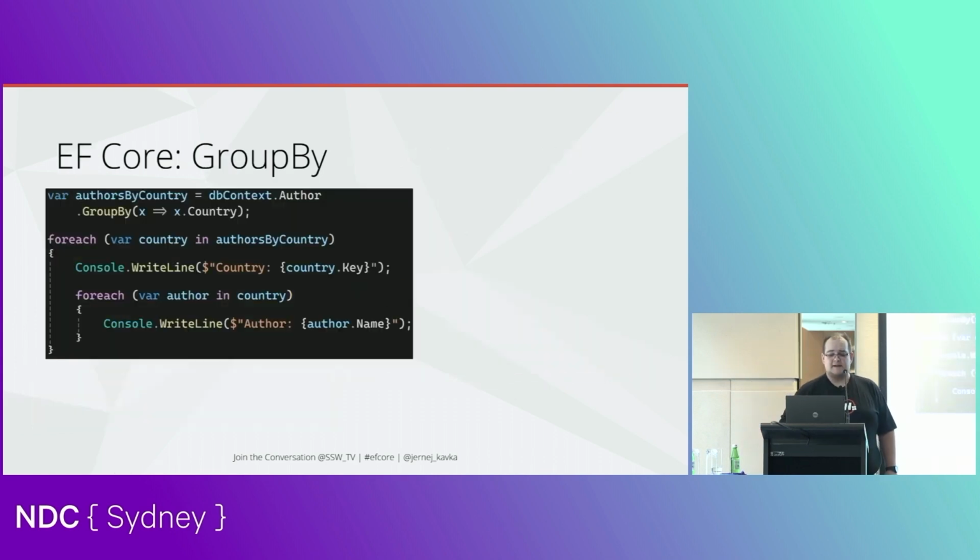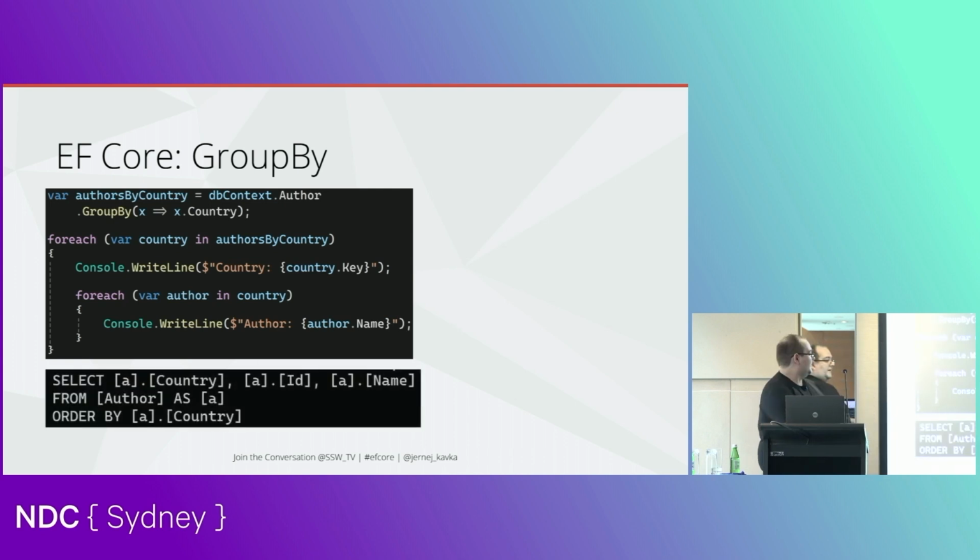The reason for that is the results I'm getting. I can now go for every single country and for every single author, and then print them out on the screen. That's very different data. The SQL group by is not similar to EF-core group by. They're very, very different.